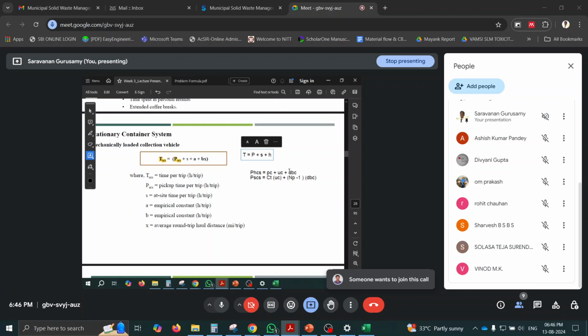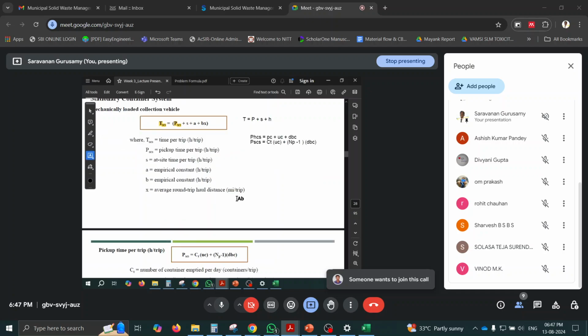Again, we can calculate DBC also in terms of A plus BX. That X will be the distance between. So here X will be the distance between the location and the disposal site, but DBC is the distance between one location and another location. Here also you can use that A plus BX formula. That is the empirical formula. So I mean empirical constant and linear formula.